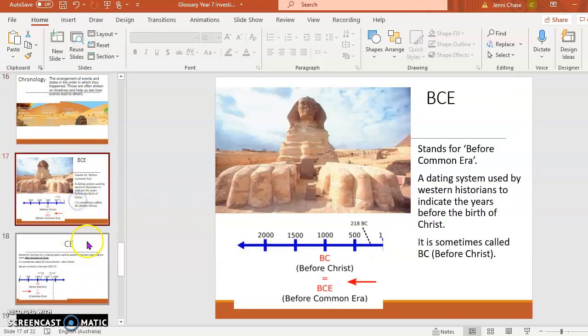Okay, BCE and CE. Now, this can be quite complicated when you start. Some people get it straight away, some people it takes longer. So we'll go over it again and again. Basically, it's two different time periods. BCE is before the Common Era, is before the year zero, basically. Okay, so it's working back from the year zero. Okay, it's sometimes BC. It's basically used by Western historians to indicate the years before the birth of Christ. And like I said, we'll do a whole lesson on this. So just be aware for now that that's what that means.